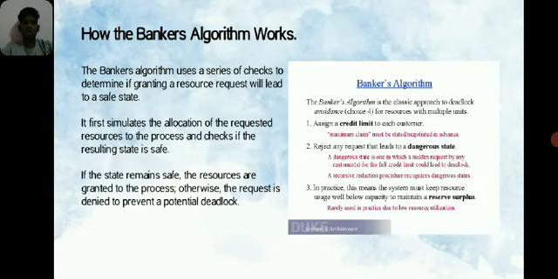How the Banker's algorithm works. The Banker's algorithm uses a series of checks to determine if granting a resource request will lead to a safe state. It first simulates the allocation of the requested resources to the process and checks if the resulting state is safe. If the state remains safe, the resources are granted to the process. Otherwise, the request is denied to prevent a potential deadlock.